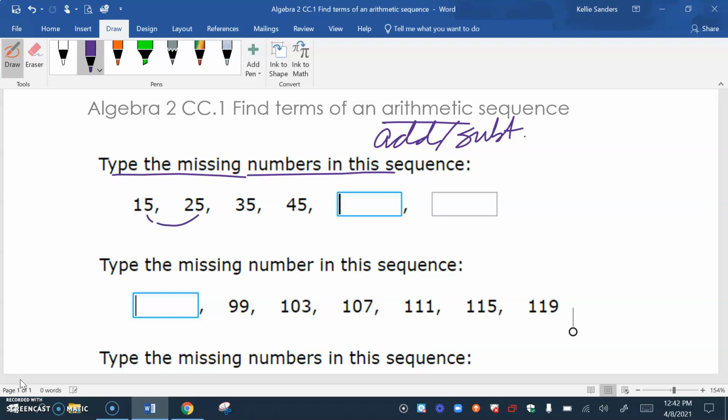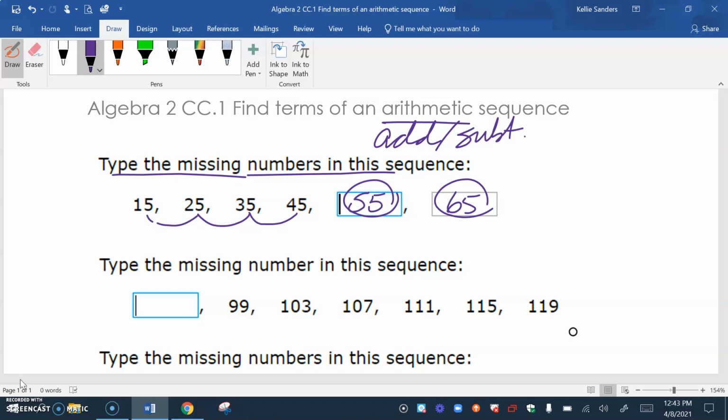We have 15 to 25, 25 to 35, 35 to 45. So probably y'all can figure out the next two just by looking at it, which would be 55 and 65. But what if you couldn't figure it out?